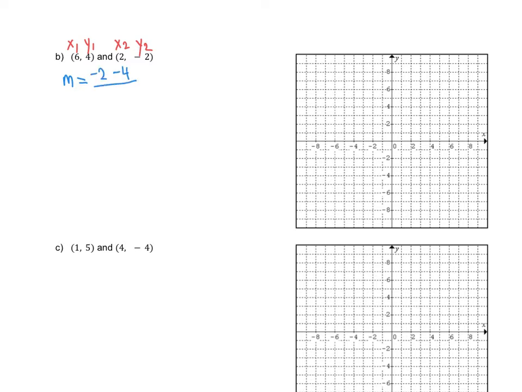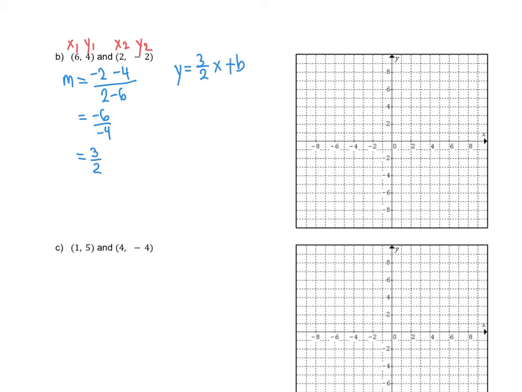The y's are subtracted, the x's are subtracted. Be careful when you simplify. -2 minus 4 is -6. 2 minus 6 is -4. This does reduce to a positive 3 over 2. So that means y equals 3 over 2x plus b.